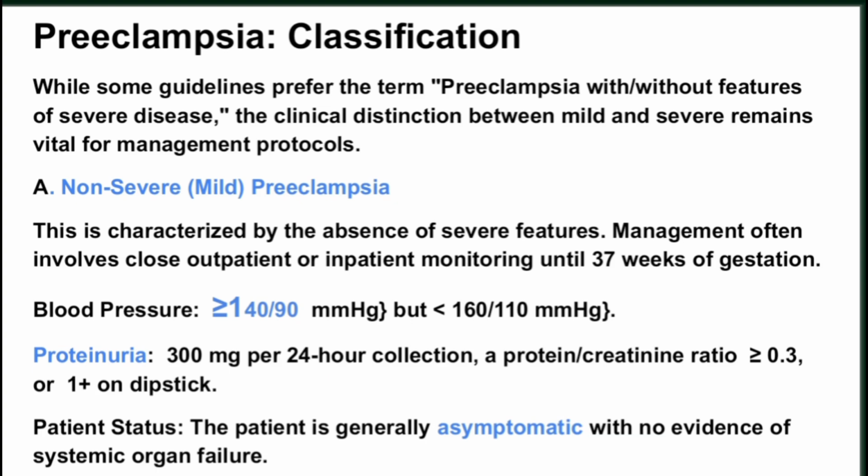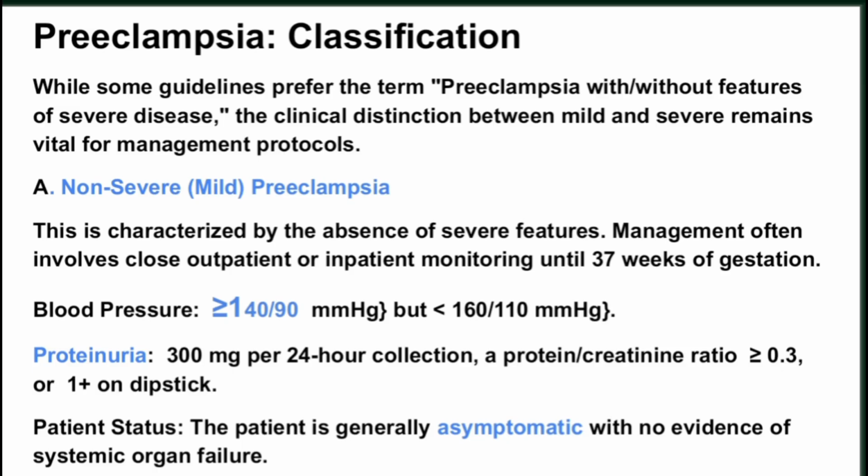So with that being said, mild preeclampsia is just preeclampsia which has BPs greater than 140 systolic and less than 160, and diastolic greater than 90 and less than 110. On proteinuria, on the urinalysis, we're going to find 1 plus or 2 plus, and when you do a 24-hour collection, we're going to find about 300 grams of proteinuria.